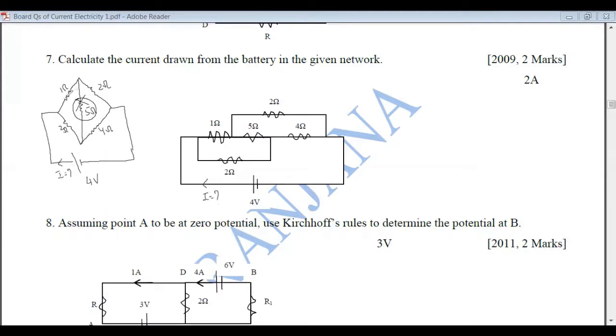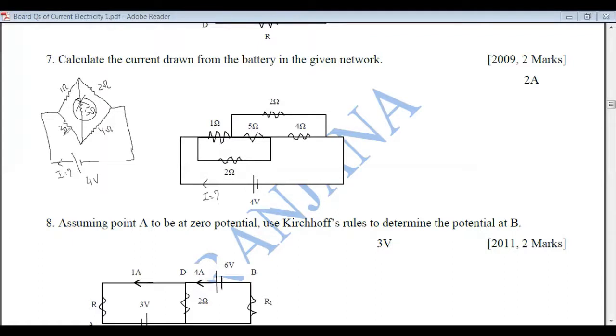Now let's find the equivalent resistance of it. Here, the current which is flowing through 1 ohm will be the same across this 2 ohm. So 1 and 2 ohm are in series. That is, the equivalent of these two is 3 ohms. Whereas the same way 2 and 4 are also in series. So the equivalent of it is 6 ohms.